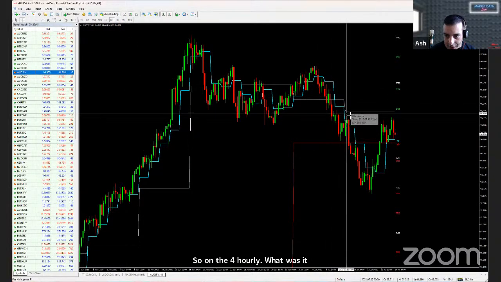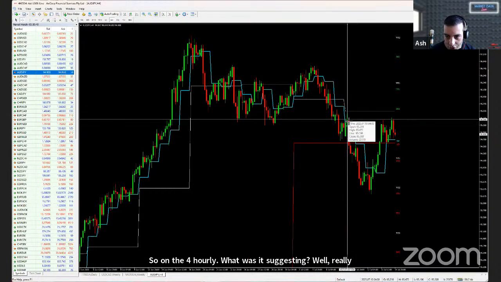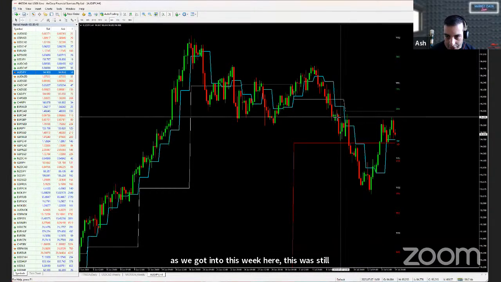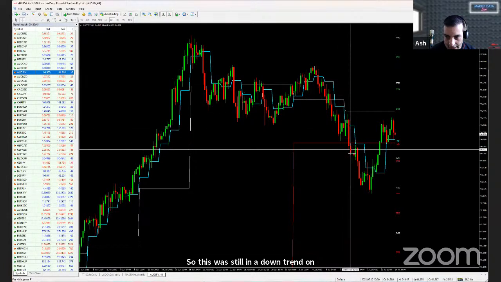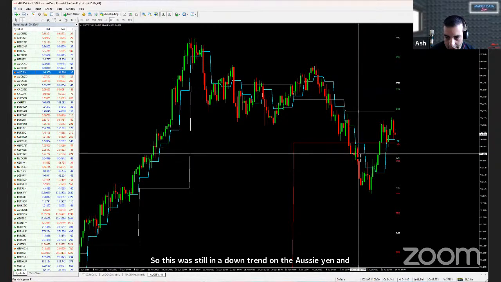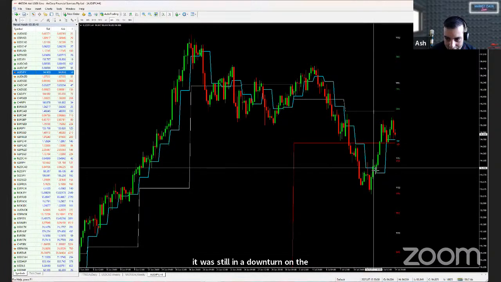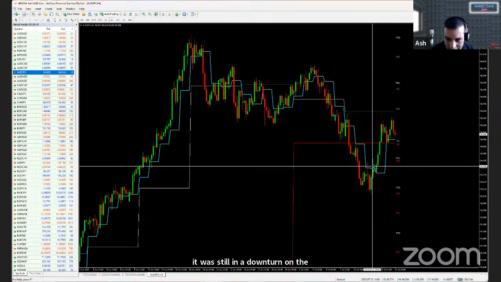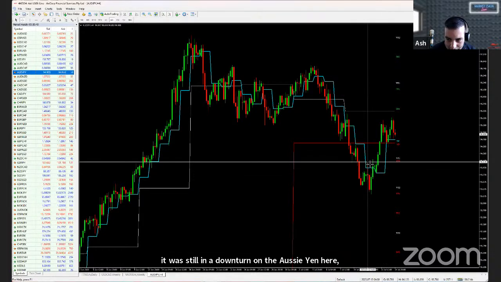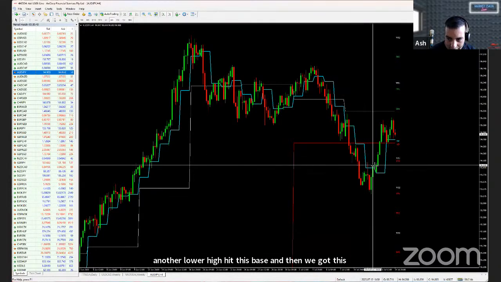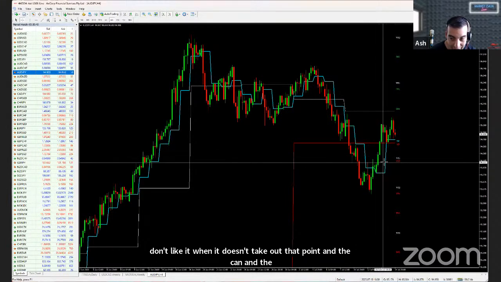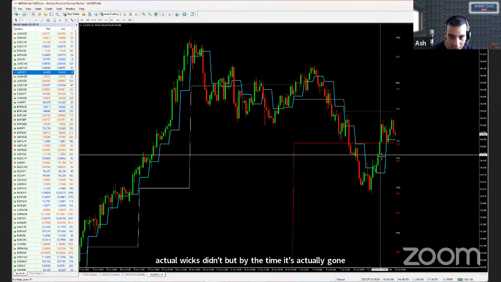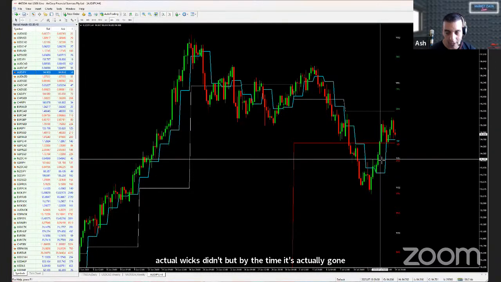Well, really, as we got into this week here, this was still showing a lower high. So this was still in a downtrend on the Aussie yen, another lower high, hit this base. And then we got this move here, which was a little bit suspect. I don't like it when it doesn't take out that point, and the actual wicks didn't. But by the time it had actually gone to the upside, in my opinion, there was no safe entry on this on the 4 hour.